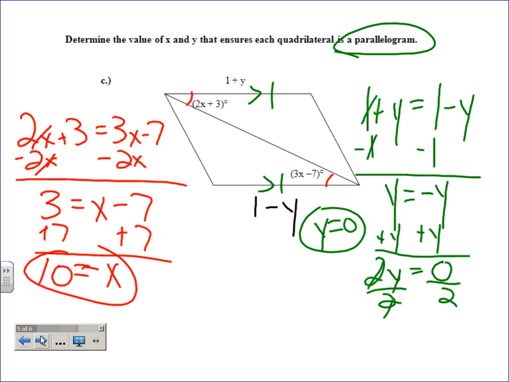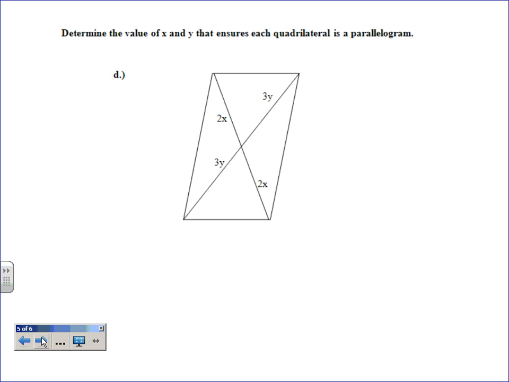So the whole key of today is, yeah, we don't have the parallel marks on there like we had yesterday. We have to find out what's going to give us a parallelogram. And can we or can we not? It's very possible we can't. All right, so now we got x and y. Once again, we have to make sure that it's a parallelogram.